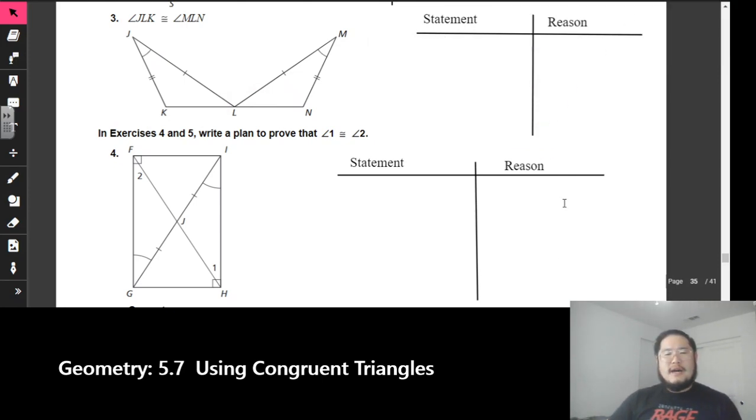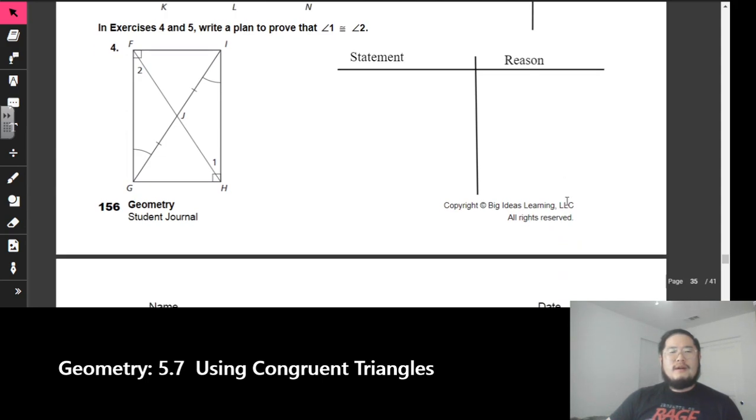And last but not least, number 4, we're going to prove that angle 1 is congruent to angle 2. So let's go ahead and do that, okay? How are we going to prove that angle 1 is congruent to angle 2? Now, I don't want you writing a plan. I want you to actually prove it. So let's take a look and see what we could do to prove things. If I look at some of these parts of the triangles, I want to prove that angle 1 is somehow congruent to angle 2.